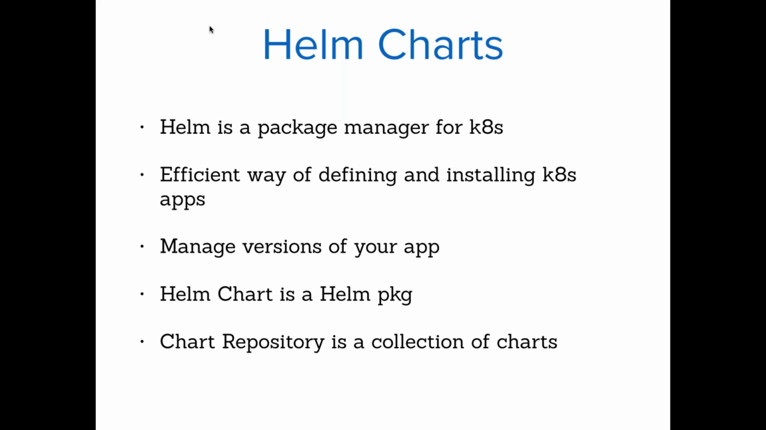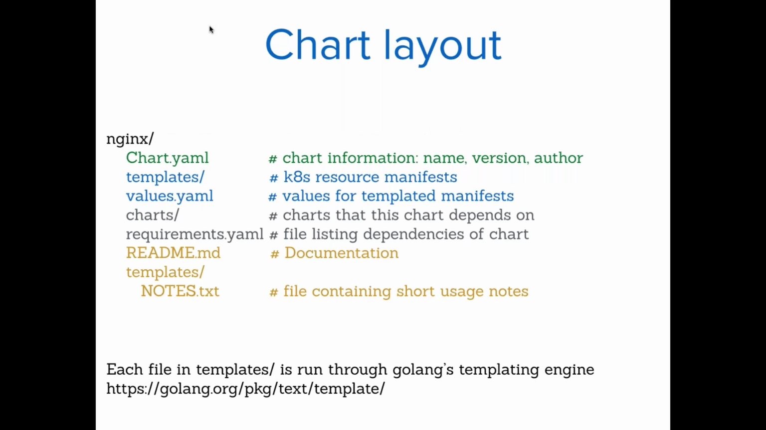So you can simply install any of these existing packaged apps or publish your own. This is the chart layout. In each Helm chart, there has to be a chart YAML file, which is like the metadata. It consists of the name, version, author, and so on. And then there's a folder for templates, which contains a list of YAML files defining your K8s resources. These YAML files are also called manifests.